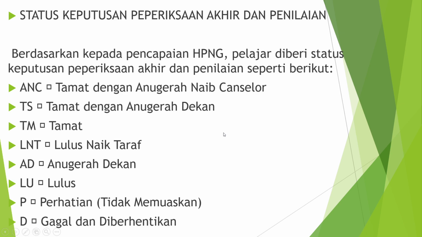Alright, so actually the most outstanding status is the ANC status. In order to get the ANC status, you need to get at least 3.50 for every semester. In other words, you need to get Anugerah Dekan or Dean's Award for every semester without fail. So in order to obtain the Dean's Award or Anugerah Dekan, you need to get at least 3.5 for your GPA.